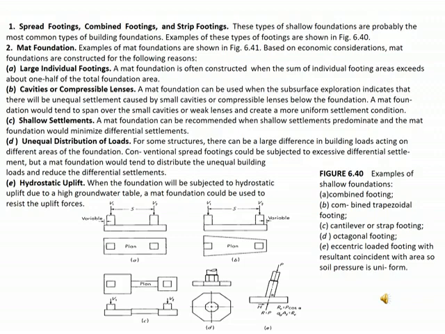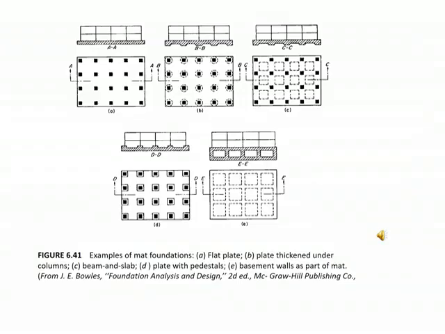I can show an example of the mat foundation. All the foundations that you see there are joined together. So A is a flat plate, B is a plate thickened under the columns, C is a beam and slab, D is a plate with pedestals, and E is a basement wall as part of the mat. So those are the kinds of mat foundation.